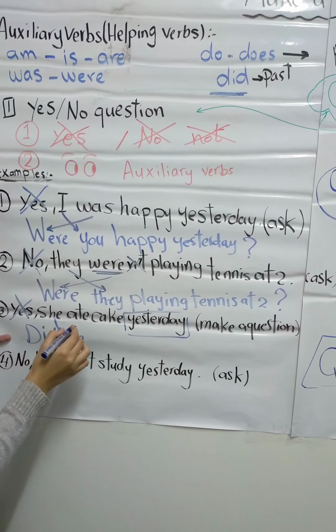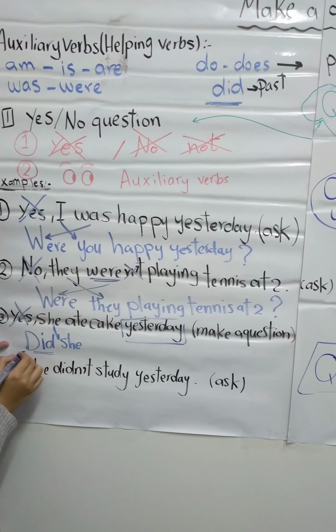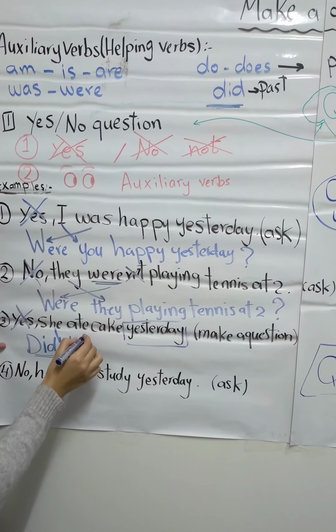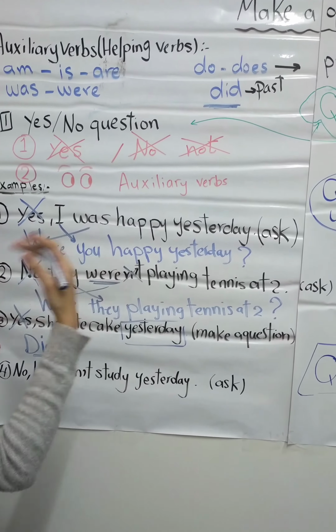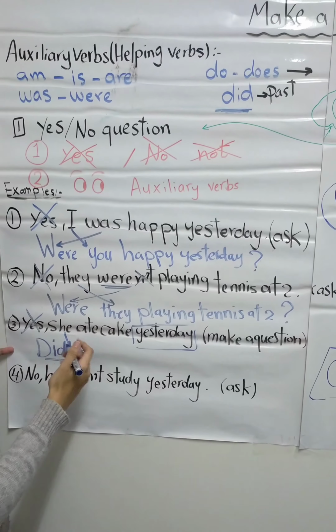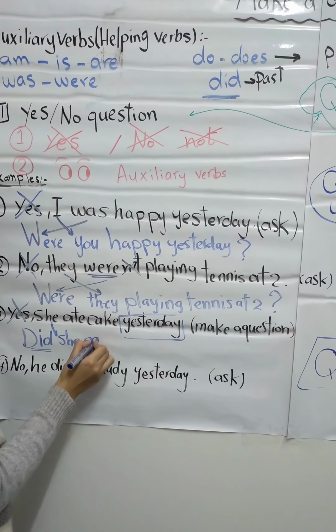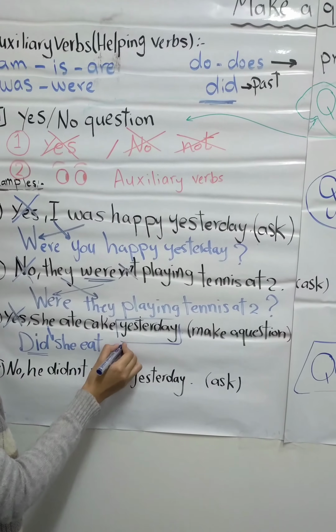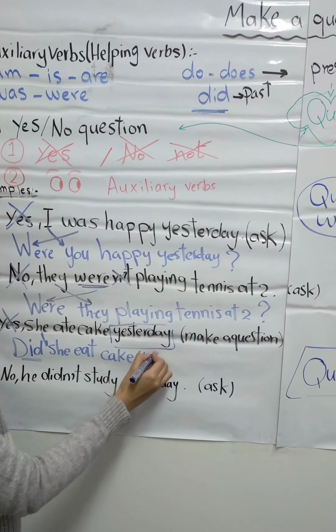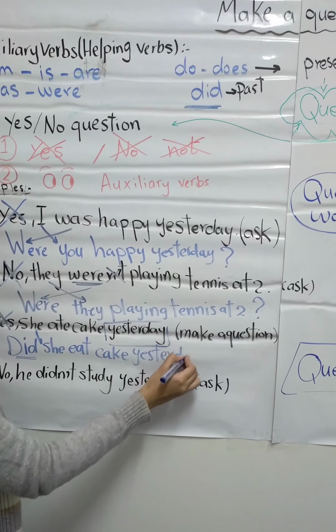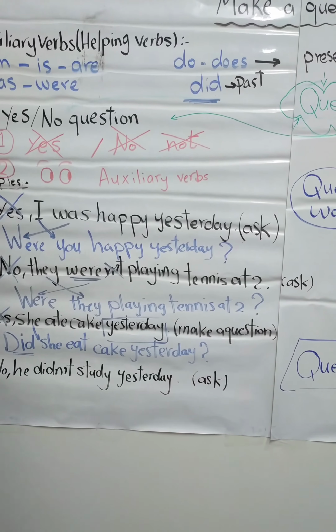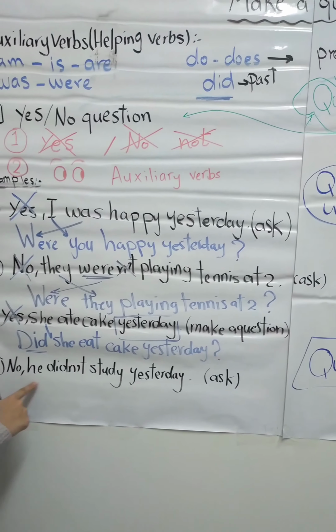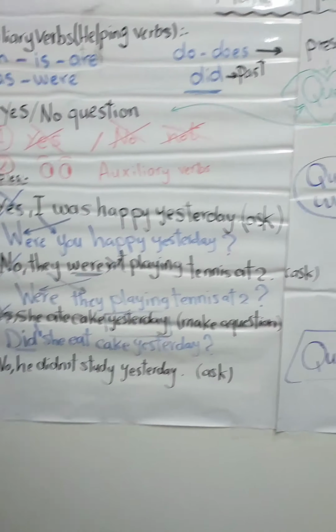Did she? And after did, يا junior, the verb becomes infinitive, the verb in its basic form يعني بيرجع لأصله يا junior. It becomes eat. Did she eat cake yesterday? Don't forget question mark.